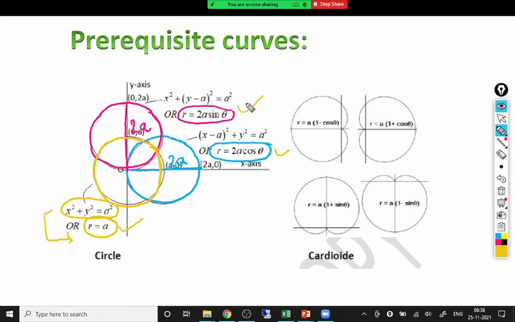And if you have to study the circle, it's always better to study in the polar domain, so that your calculation becomes so simple. That is the purpose of introducing the polar coordinates here. Few curves become very simple in polar form.